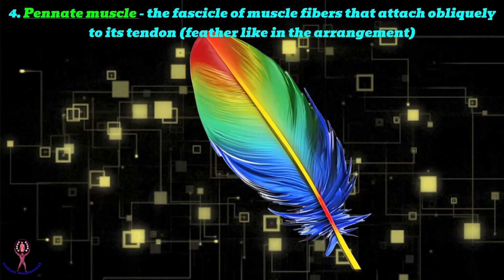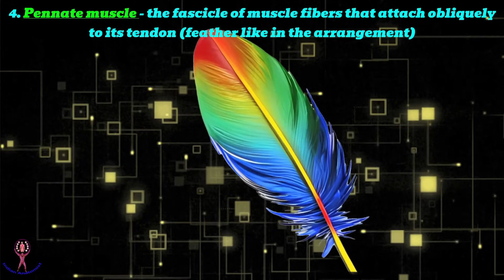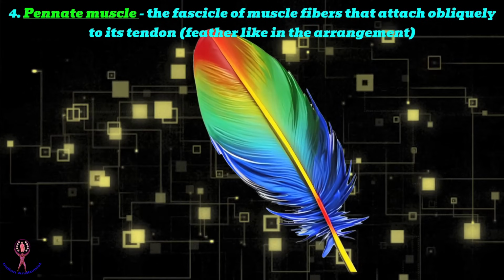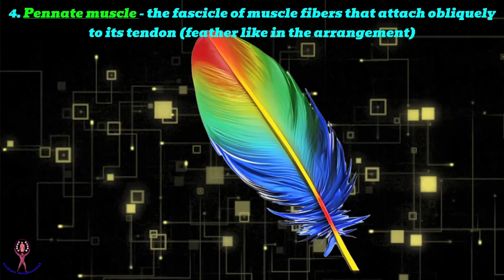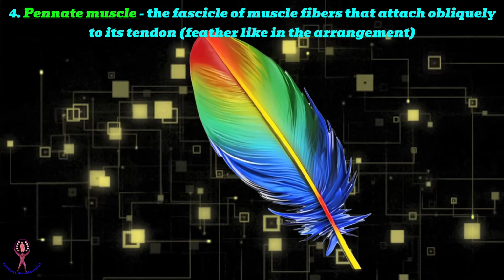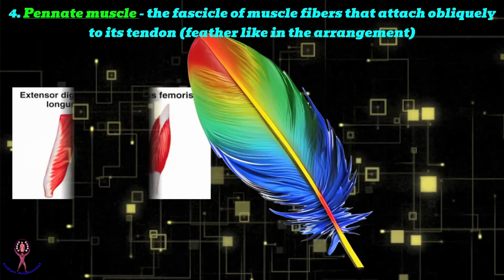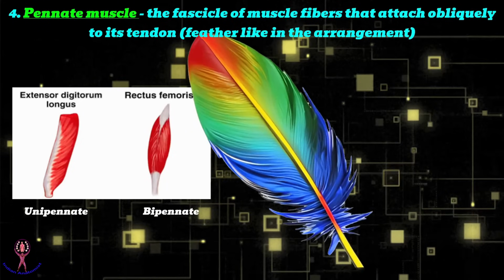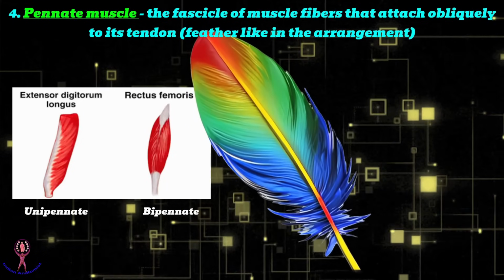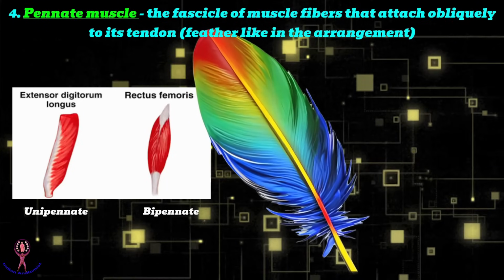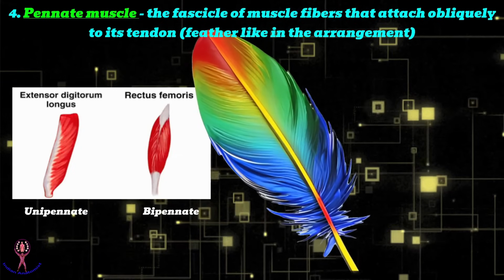Number 4 is pinnate muscle: the fascicles of muscle fibers attach obliquely to its tendon, appearing like the feather of a bird. It is further classified into unipinnate muscle, where only on one side the muscle fascicles arise from the tendon. Example is extensor digitorum longus.